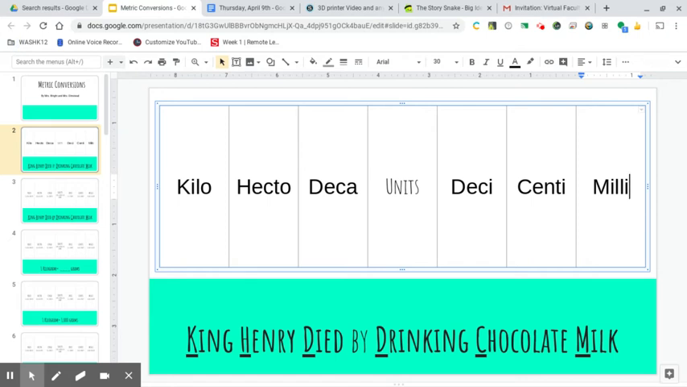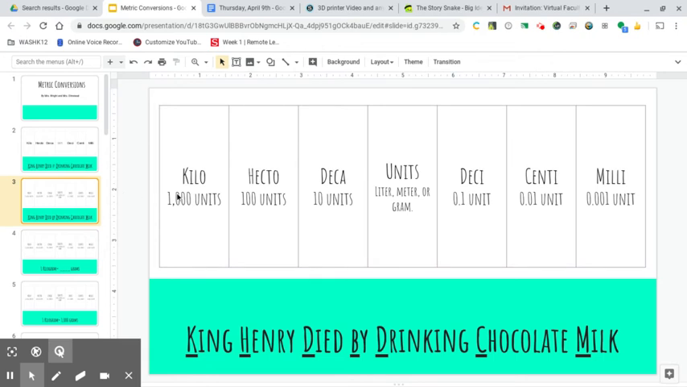Now if you have a piece of paper, which if you do not, pause this and go get one, because you will need one to work through some of these problems. You will want to write these down so that you remember them for the rest of the lesson. Our units are liters, meters, or grams, depending on what we are measuring, but our conversions work the same way no matter what our unit is.